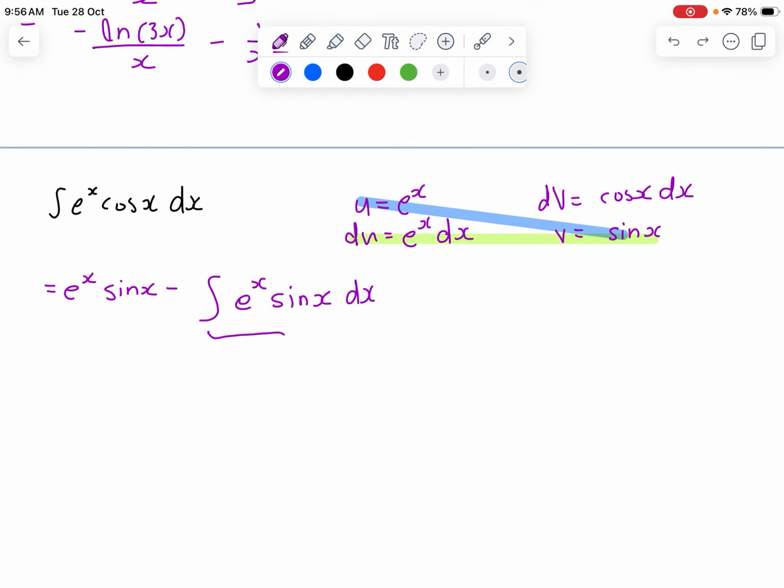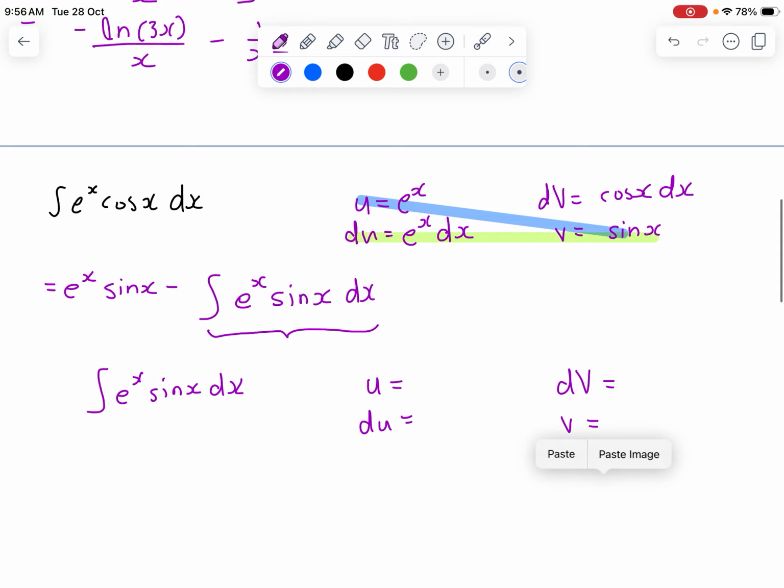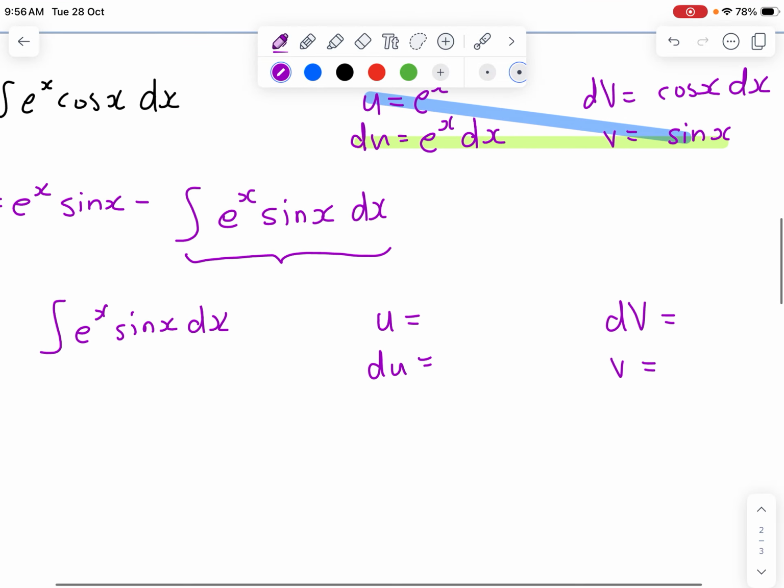So let's just focus on this here. We have e to the power of x times sine x dx. So we want to do this process again. We want to integrate it by parts. So let me just rewrite all this here. So here, again, we want to set u and dv because this is a product. So we're doing integration by parts again.